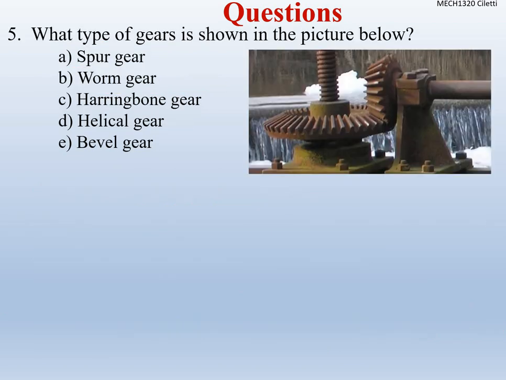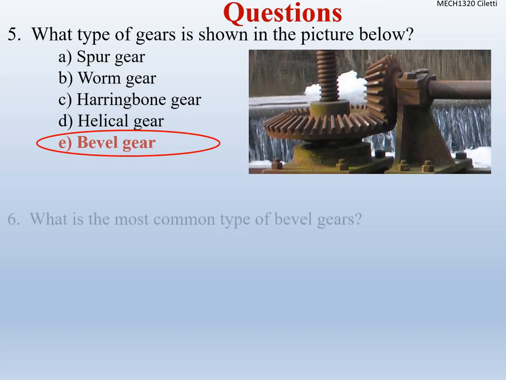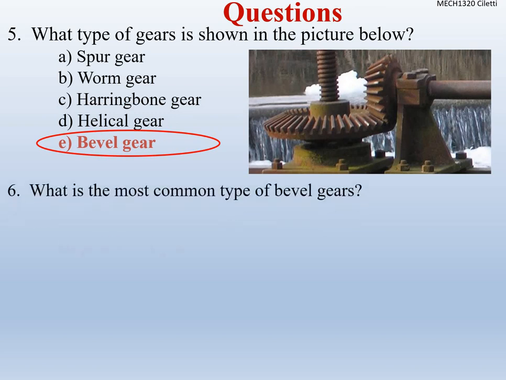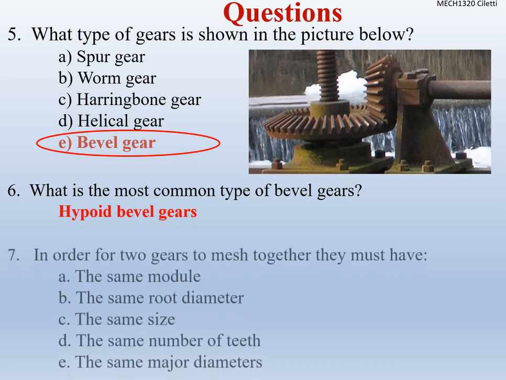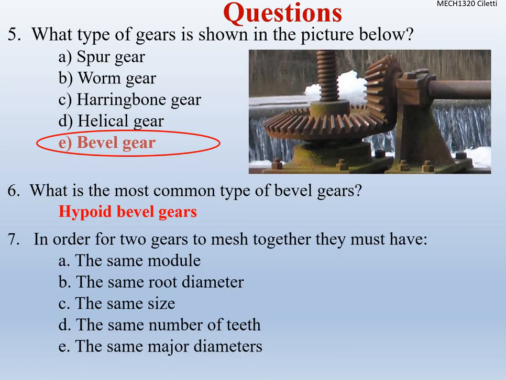All right, what type of gear is shown in the picture below? Remember, this is where we're changing from horizontal to vertical or vertical to horizontal, so you better understand that that's a bevel gear. The most common type of bevel gear is a hypoid. I don't think I mentioned that earlier, but now you know, a hypoid in the design. In order for two gears to mesh together, they must have the same module. Remember, that's metric, or the same diametral pitch if we're in standard. So same module when we're in metric.